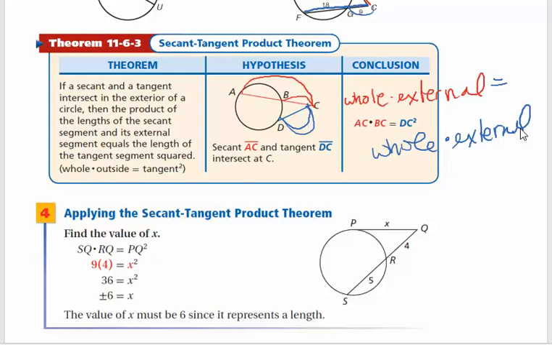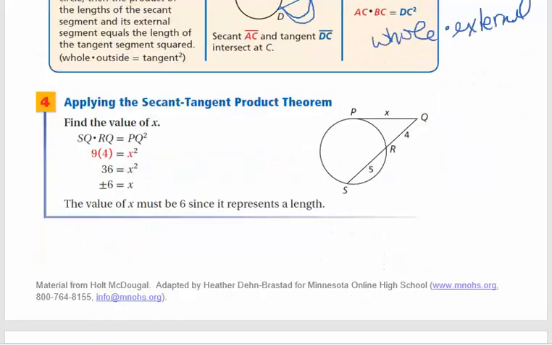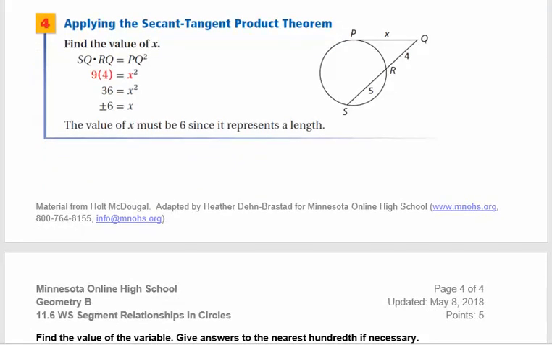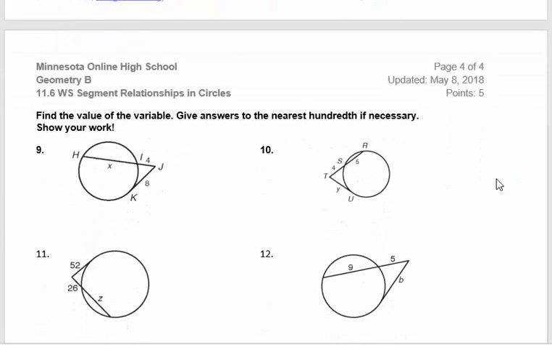so you could do just the length of that tangent squared. So if we just remember the theorem, whole times external equals whole times external, see in this one, the whole is 4 plus 5 is 9. The external is 4. In the other one, PQ, the whole is x, and the external is also x. So x times x is x squared. So I'm just going to stick with whole times external equals whole times external. It's just that sometimes that will be the same number.